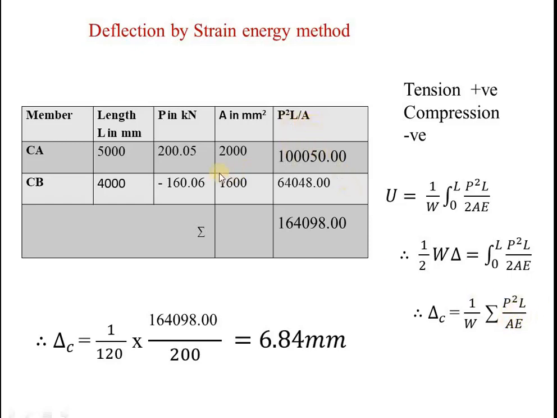Now it is P square L by A. If this is P square into L divided by A, you will get this. Similarly for this member, and if you add these two, 164098 will be the sigma P square L by A. Then 1 by W, that is the load, is 1 by 120 into P square L by A. E is common, so I'll put it here and we will get 6.84 mm.